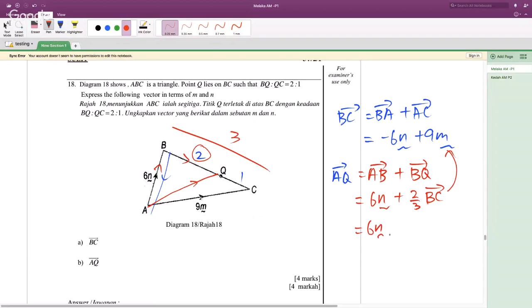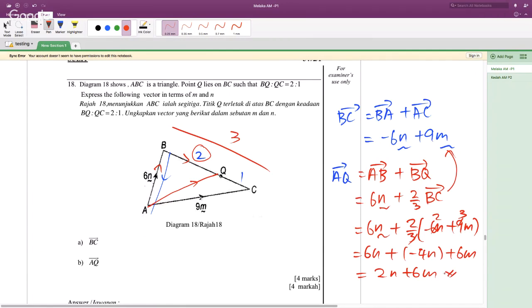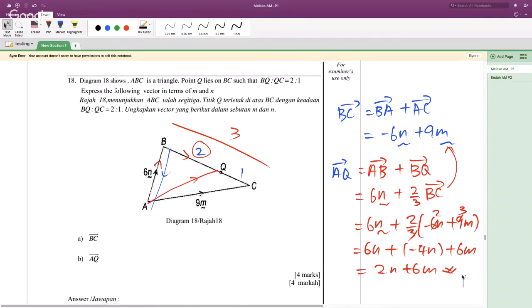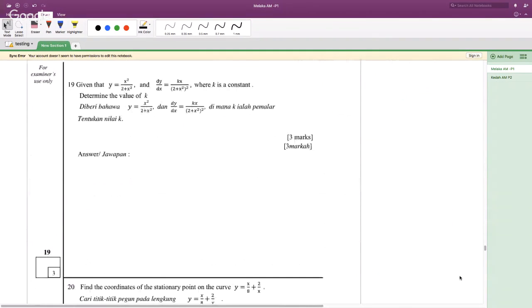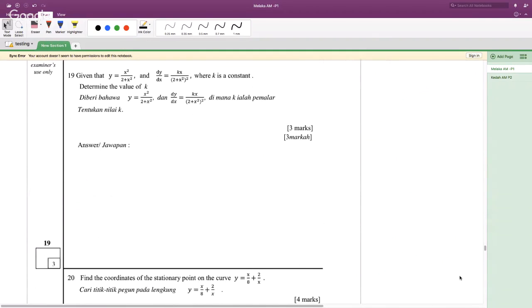So I just substitute everything. I have it here: 2 over 3, negative 6N plus 9M. So basically, I will just simplify. So I get 2, I get 3. So this is 6N plus, okay, this is negative 4N, plus 6M. So therefore, I have 2N plus 6M. All right, this one is not too bad if you understand that. This paper is considered quite easier as compared to other stages. Quite easy. Let me just finish this one because we only have 25 questions. Our progress is quite fast today.